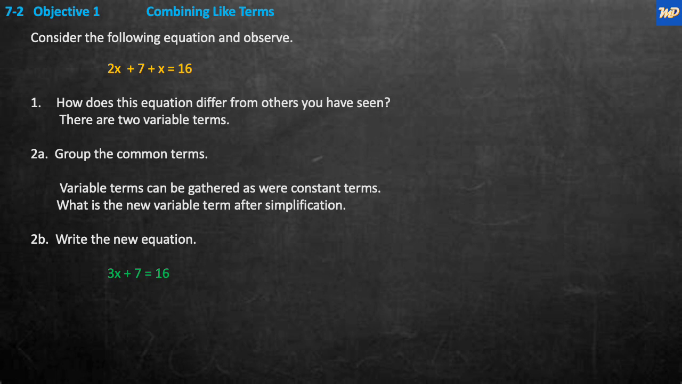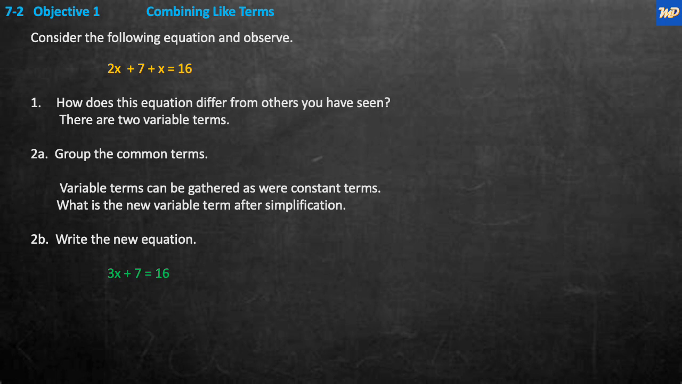Well, the first thing I think we can say is that in this particular equation, we have two variable terms. In the previous ones, in section 1, we only had one variable term, but we had more than one constant term. So we group the common terms. The variable terms can be gathered, as were constant terms. And then once you've done that, you're going to end up with a new variable term after the simplification. And they want us here now to write the new equation.